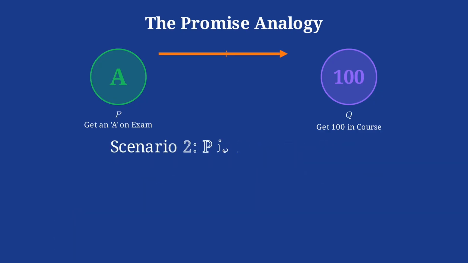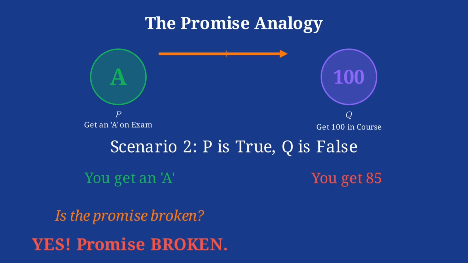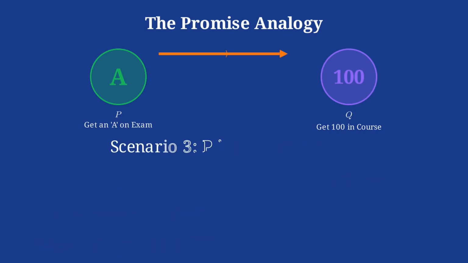Scenario 2 is P is true, but Q is false. This means you get an A, but I don't give you 100. You get an 85. Is the promise broken? Yes, this is the exact scenario where you can call me a liar. I broke the promise. A true hypothesis leading to a false conclusion makes the conditional statement false.